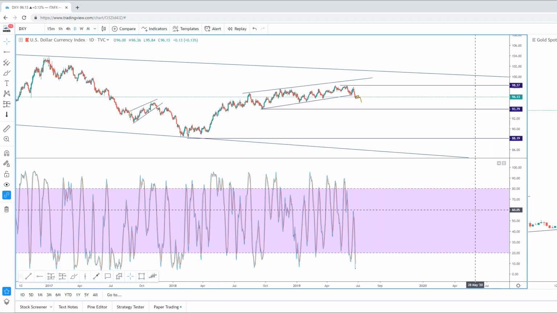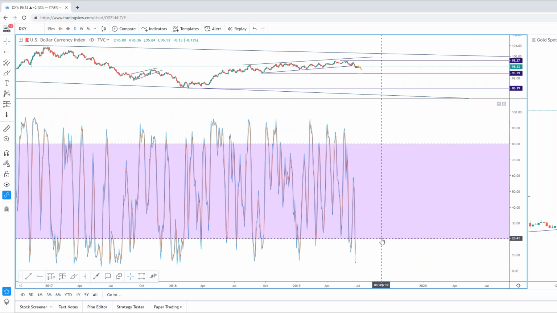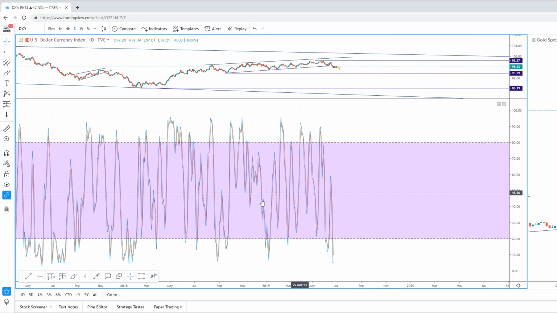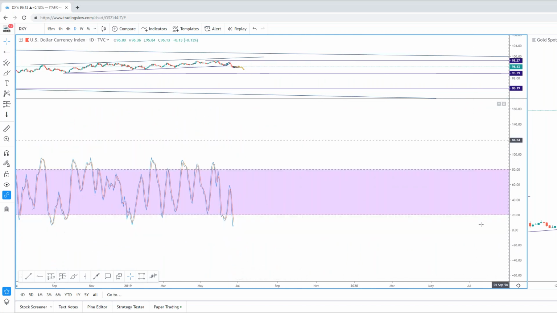Now, there's two ways to look at the stochastic indicator. Many of the typical traditional ways to use it are looking at the overbought and oversold areas, utilizing the level of 20 to the upper band of 80. Now, so many new traders actually trade the stochastic indicator incorrectly.